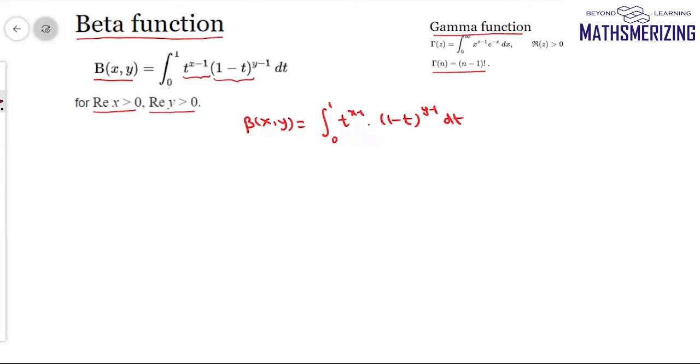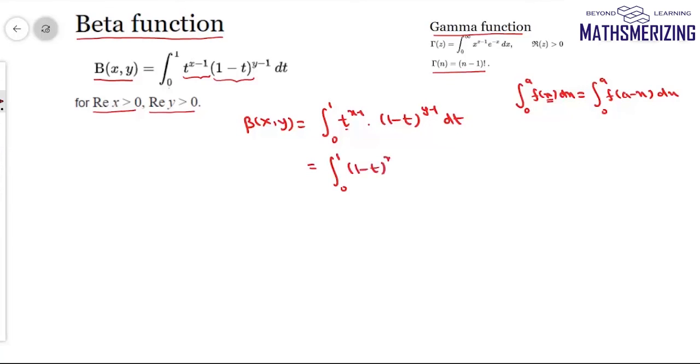Now we know that in definite integral 0 to a f x dx is equal to integral from 0 to a f a minus x into dx. So if we replace x with a minus x, then the value of definite integral remains the same. So we'll use the same property for this beta function. So I'll replace t with 1 minus t.